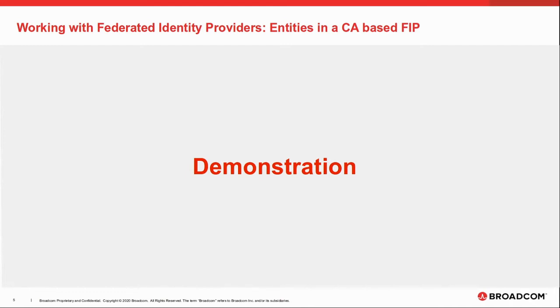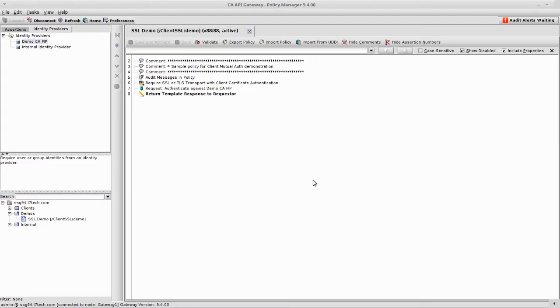So let's go to a demonstration. As before, here's our policy that we've been working with. At the end of it, we had a require SSL or TLS transport to ensure we have the certificate, and we authenticate it against the demo CA FIP.